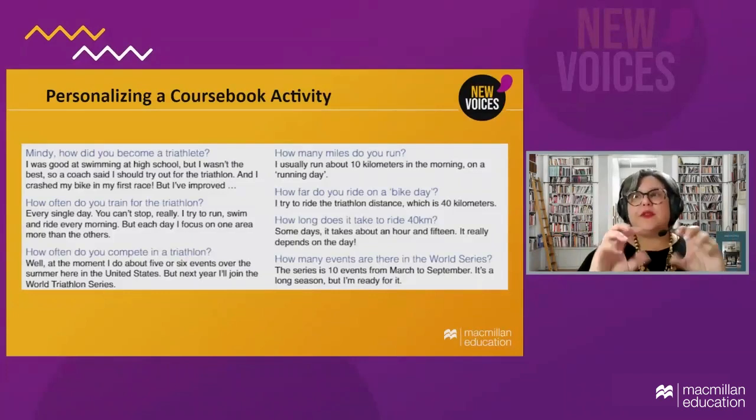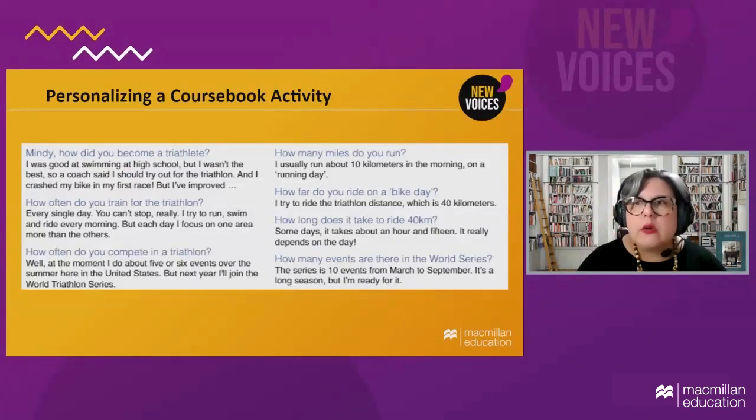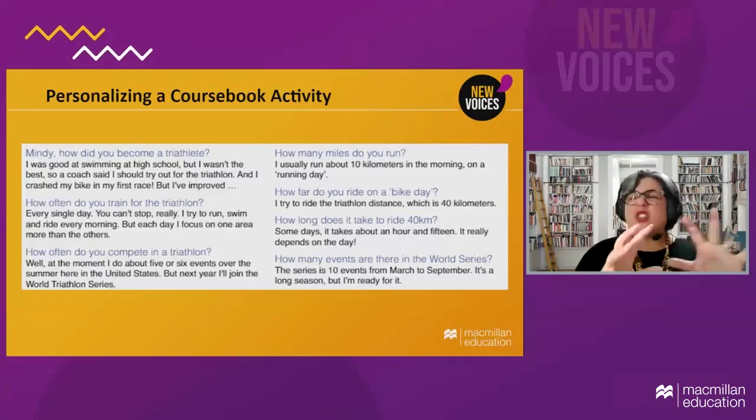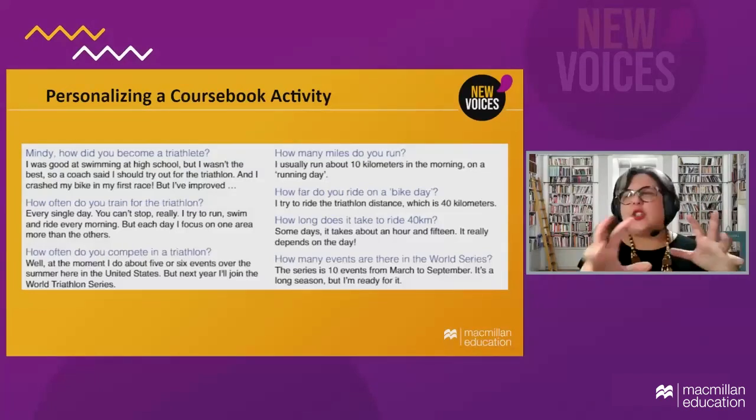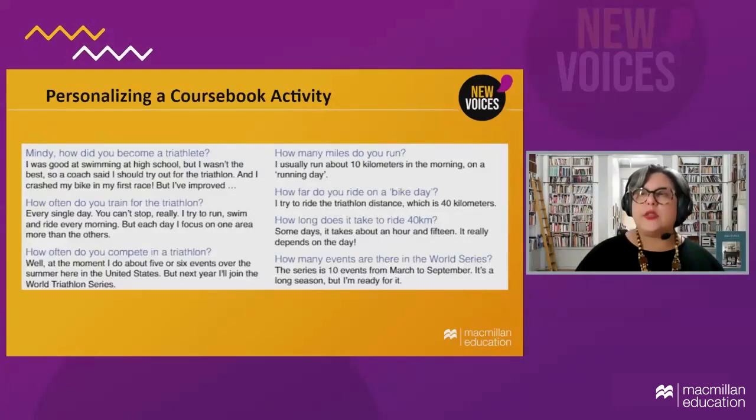If you just give the text, the students will get bored. Oh, now you're going to read a text. Oh, teacher, I don't like reading. I'm not going to read. But then if you tell them, oh, let's talk about Mindy, they are so interested and they are going to read and see the questions, okay?